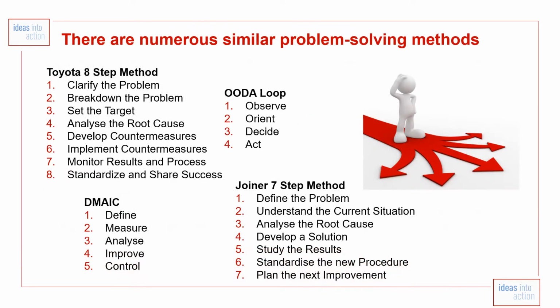Now, I'm sure in your studying and in your career, you have come across some different problem-solving methods, and I've listed just a few here. The Toyota 8-step method, from clarify the problem, break down the problem, set the target, analyze the root cause, develop countermeasures, implement countermeasures, monitor results and process, standardize and share success. The OODA loop, which I hadn't heard of before I did my research for this course. DMAIC, which is from Six Sigma, define, measure, analyze, improve, and control. And the Joiner 7-step method, which is from Brian Joiner's book and associated materials, Fourth Generation Management.